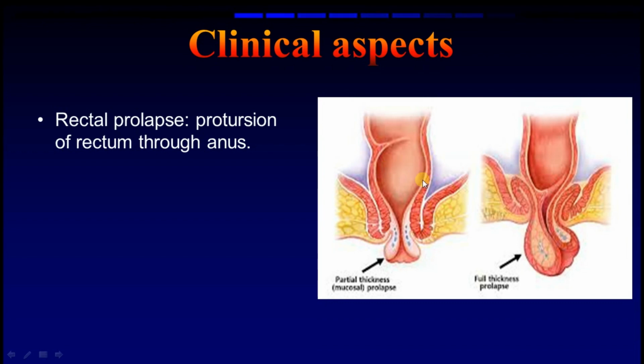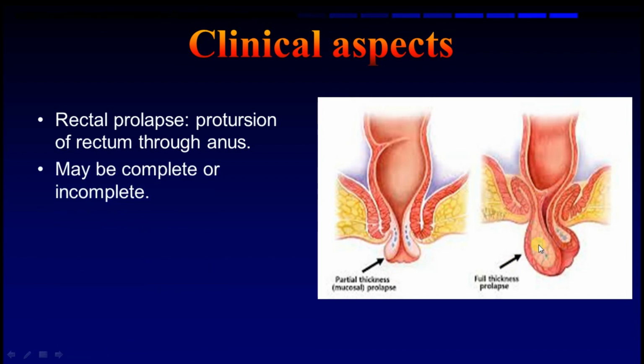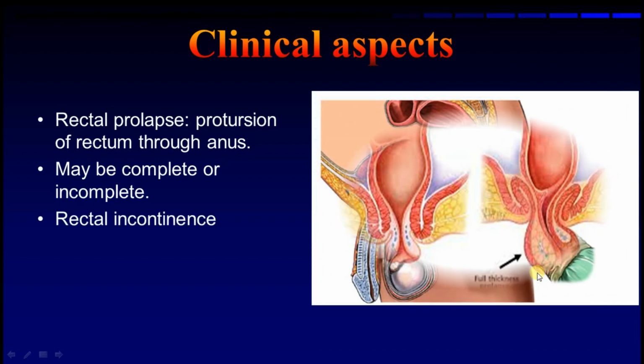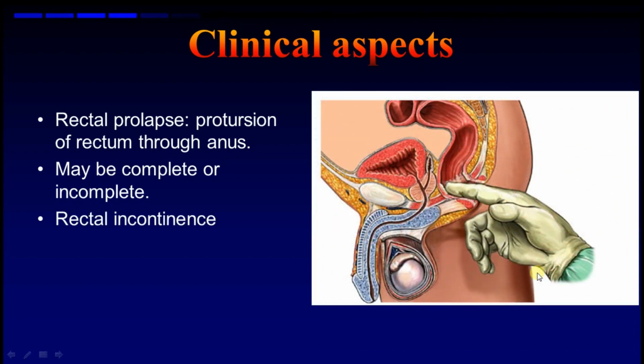Partial is when the mucous membrane alone prolapses. Complete is when the submucosa and the muscle layer also prolapse. So that is complete rectal prolapse. Rectal incontinence: again, if the puborectal sling is damaged, or one of the Houston valves is torn or damaged, it might lead to rectal incontinence. The patient might not be able to hold the feces.